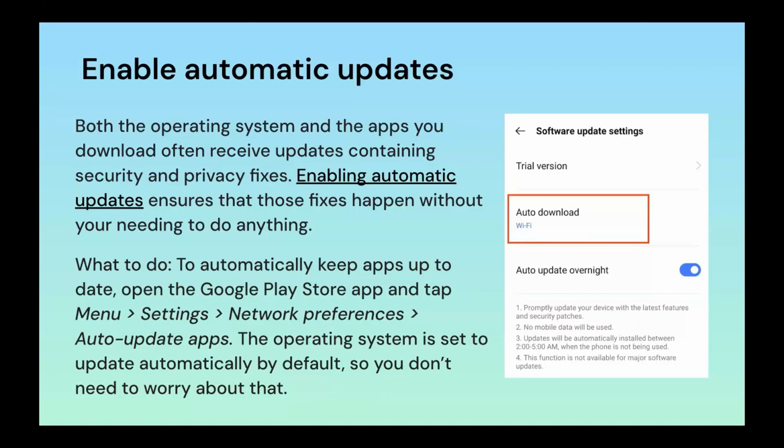So if you're looking to go through the steps of enabling automatic updates, you want to go into the Google Play Store and tap on Menu, and then go to Settings, and then furthermore, go into the Network Preferences and click on Auto Update Apps. Your operating system should be set to update automatically by default, so you don't need to worry as much about that. It's more about going into the Google Play Store or the Apple Store for those applications.